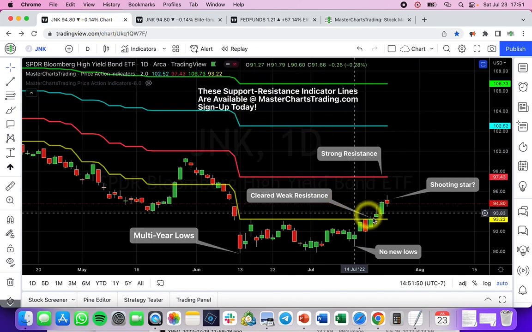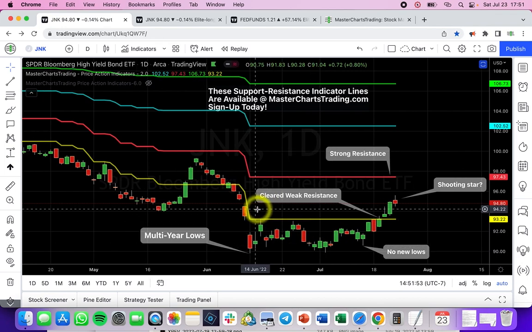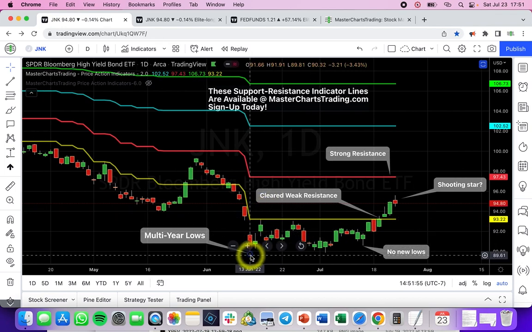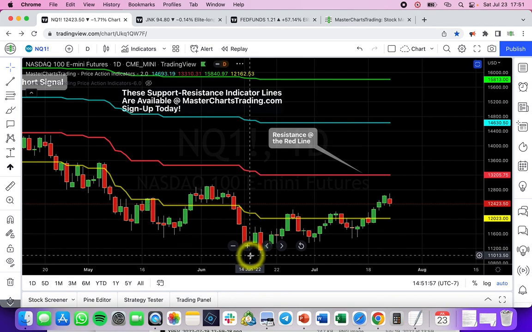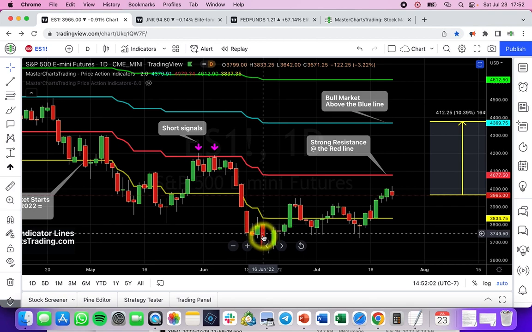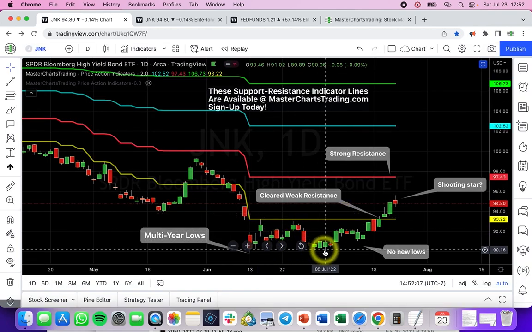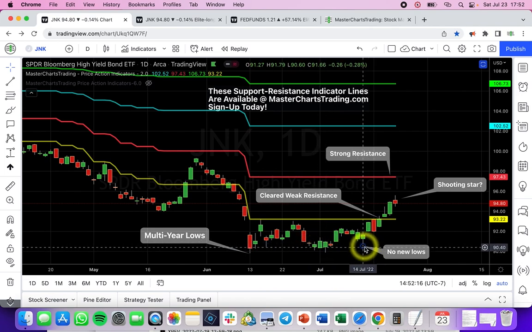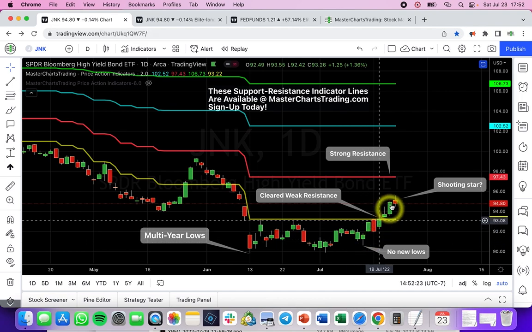So junk debt made a new low on the 13th of June. If we look at stocks, S&P, we made a low actually slightly later, the 16th, 17th of June. What I found important is that in late June, early July, we did not make a new low. And also right here on the 14th of July, we did not make a new low. And then I'm like, okay, this is probably it. And then we did indeed rally.